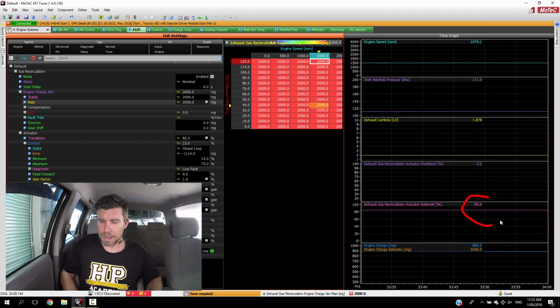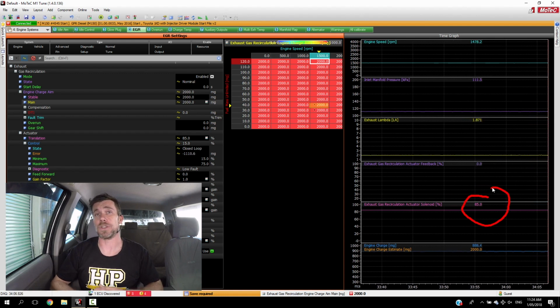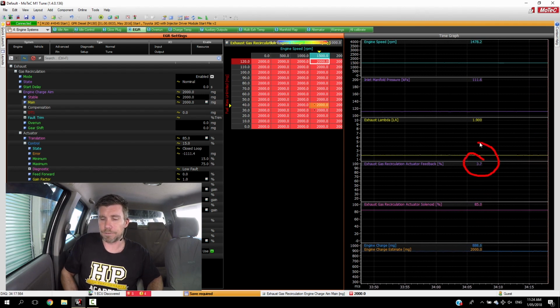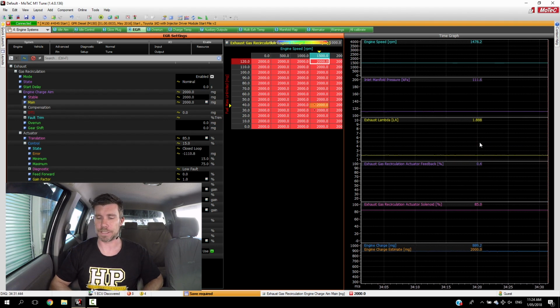Above this, we have our actuator solenoid for our exhaust gas recirculation valve. So this is the solenoid that actually opens and closes the EGR valve. This is all done using vacuum. So at the moment we can see that this is sitting at 85%, which is the upper limit of the solenoid's duty cycle. Above this, we have our feedback from our exhaust gas recirculation position sensor. So this sensor tells us whether our EGR valve is open or closed. At the moment, you can see that essentially we're sitting at 0%. The EGR valve is completely closed.